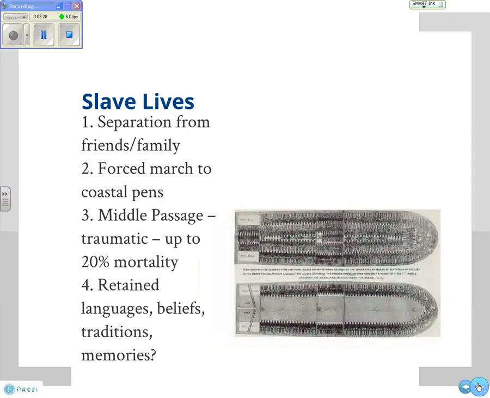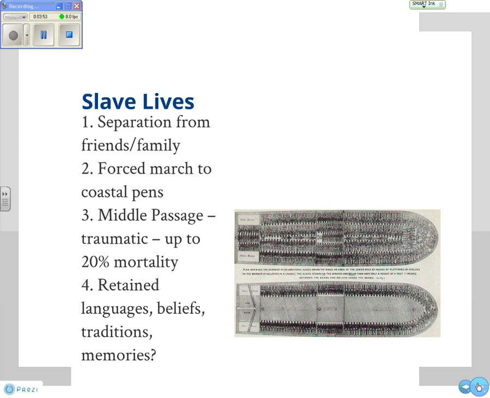Okay, what was life like for slaves? What happened to slave lives? Well, number one, there was frequently separation from friends and family. They were often forced to march to coastal pens. These are areas, remember the slave fort I showed you earlier? They were frequently forced to march to those.